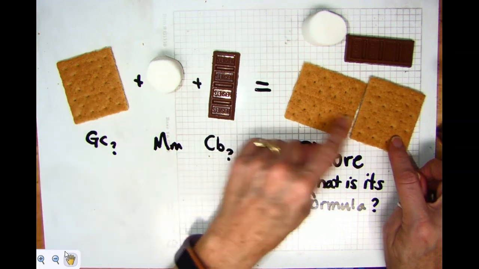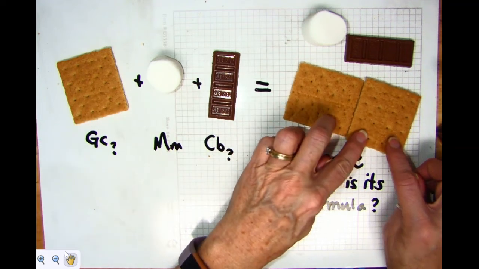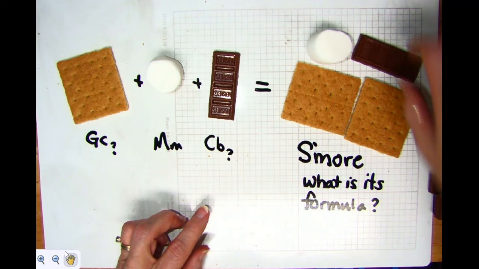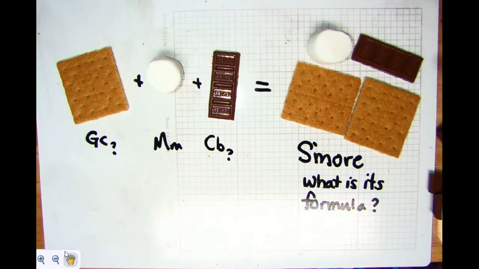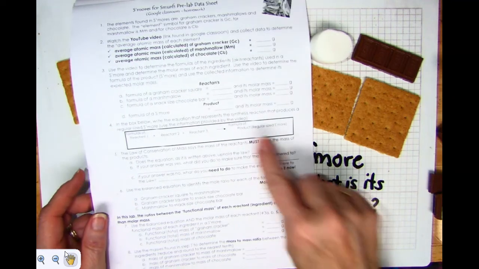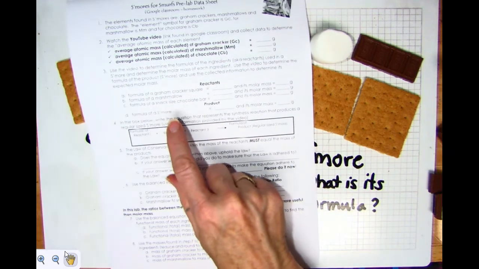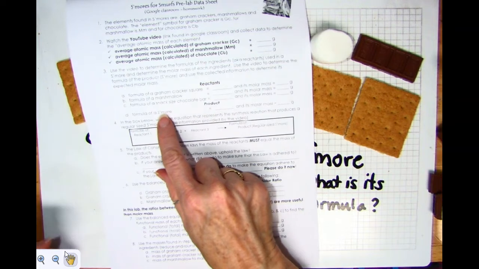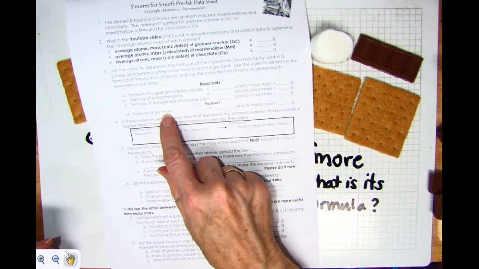He's going to be in parentheses over here because you took 2 of them to do it. There's your marshmallow and the chocolate. I need a formula for your s'more. And that, folks, when you get there and you're looking at that, you're going to put that down right here. It says formula of the s'more right there.